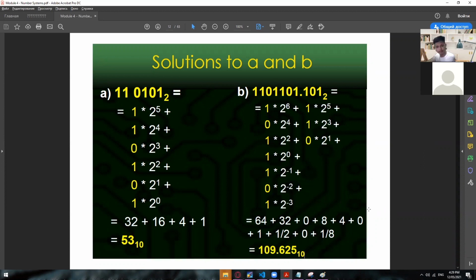109.625. All right, so I would like you guys to verify whether this one is correct or no. Okay, letter B.